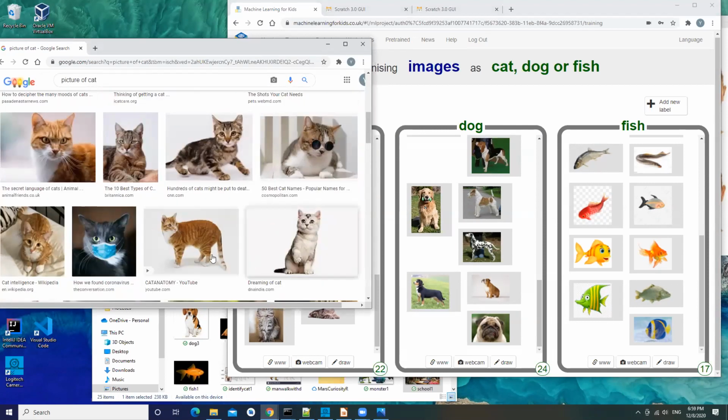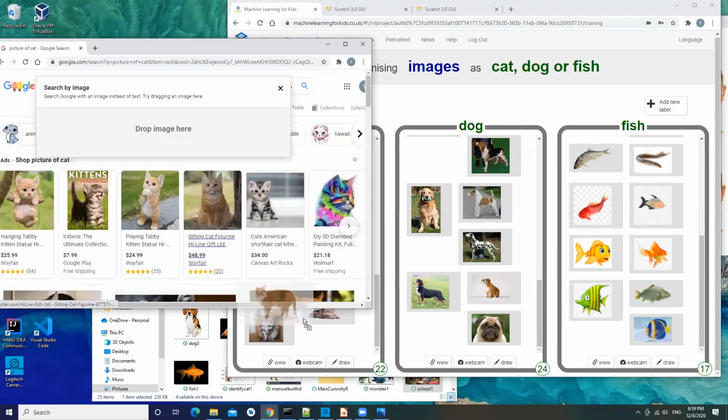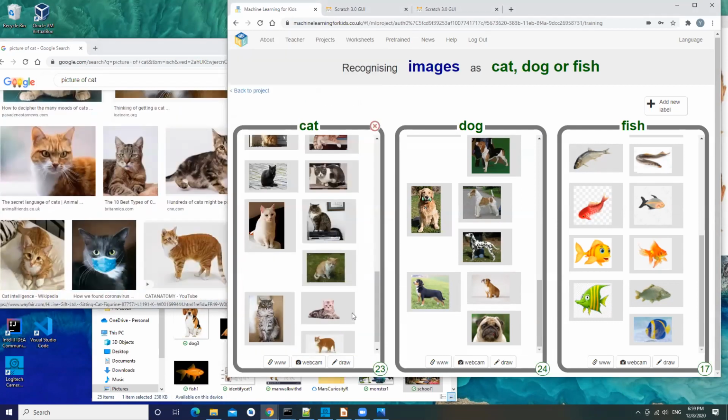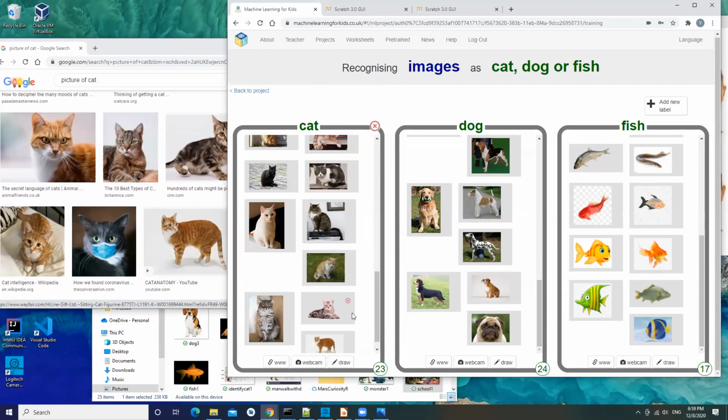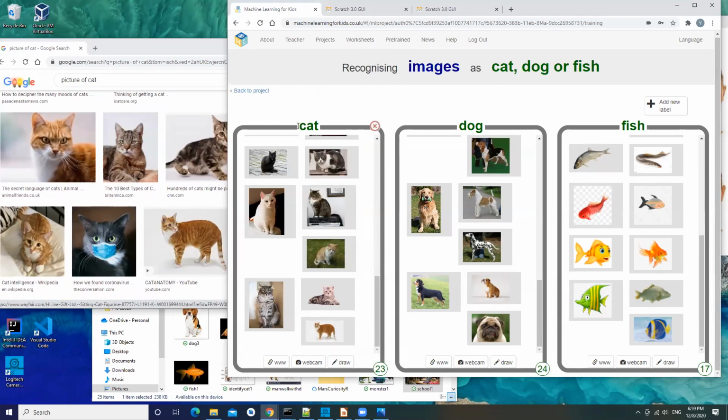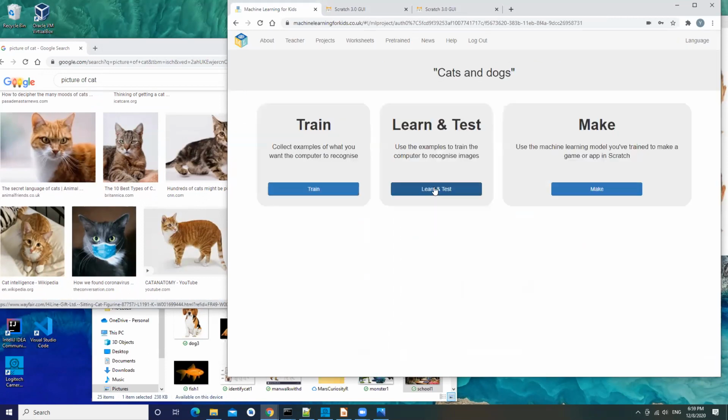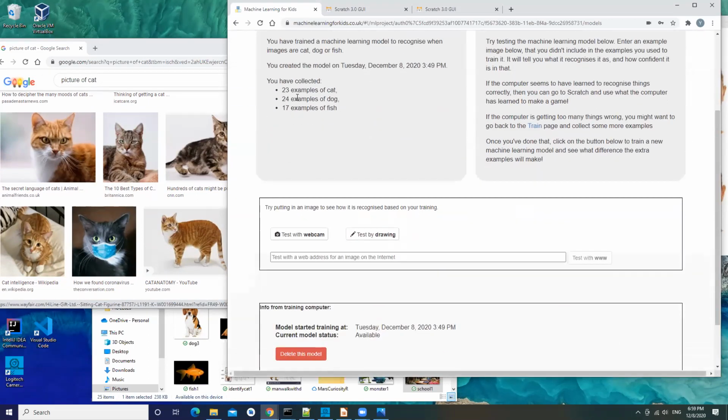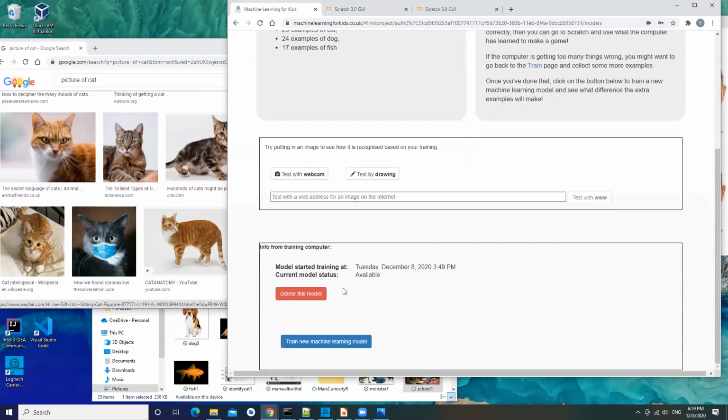I drag this cat over here. So now we have different kinds of animals broken down into cat, dog, and fish. We go back and we can ask them to train. So now let's say you have 23 different cat pictures, 24 different dog pictures, 17 fish pictures. Now you can train them.